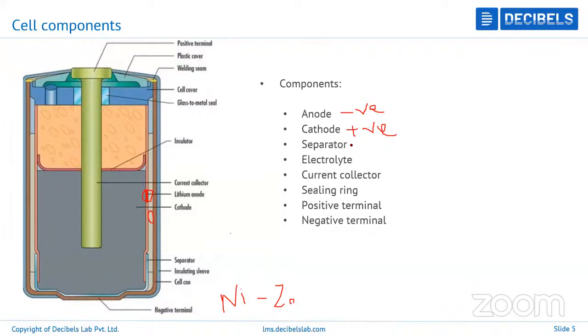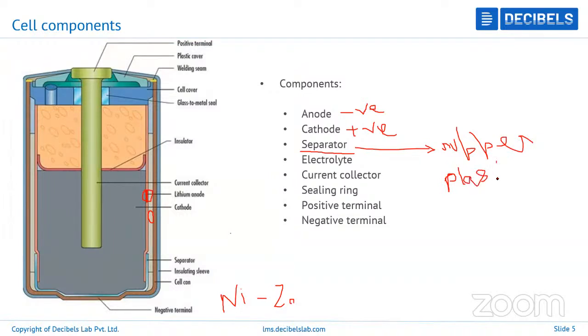The separator is a sort of insulation wall provided between the anode and the cathode, so that if the anode and cathode do touch each other or come in contact, a short circuit can happen inside the cell, or basically the cell can explode. So for that purpose, a separator is provided. It's basically an insulating wall made out of some sort of rubber or some sort of plastic coated with oil.